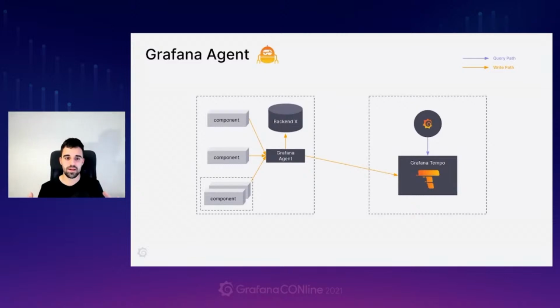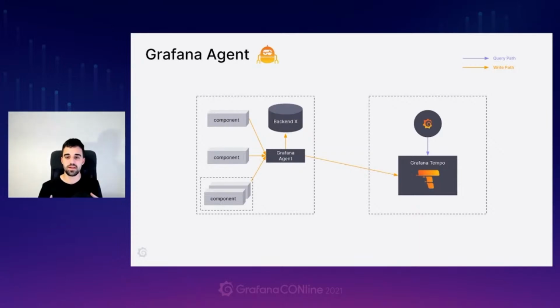So what is the Grafana agent? Before, if you wanted to use Tempo, you would instrument your code and then you would have to do some custom work to collect all the traces and forward them to Grafana Cloud or your tracing backend. And this is what the Grafana agent solves. The Grafana agent is a push-based agent built using OpenTelemetry that can collect all your traces and forward them to Grafana Cloud or your tracing backend.